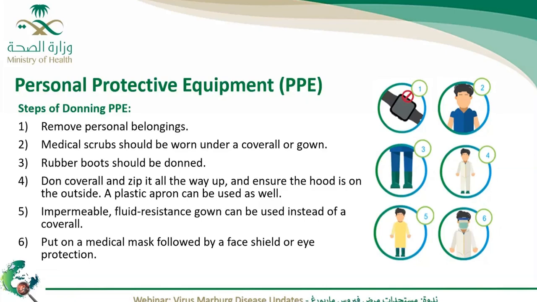Three, you need to put on the rubber boots. After that, you need to don the coverall, and you need to zip it all the way up. And if you want to, you can put on the fluid resistant gown instead of the coverall, but the first choice for us should be the coverall. If we have a shortage of coveralls, you can use the gown instead. Number 6, you need to put on the medical mask and follow it with the face shield or the eye protection.